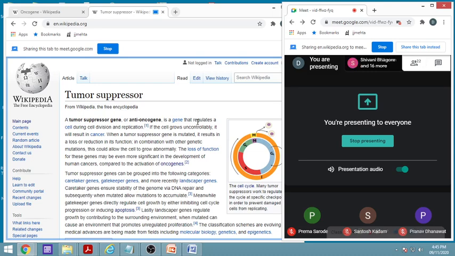So even at that level, this is the environment. It is not directly a gene, but these are all enzymes which play an important role in each phase or each part of these genetic activities. So these landscaper genes regulate growth by contributing to the surrounding environment.